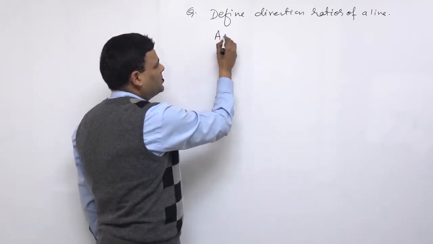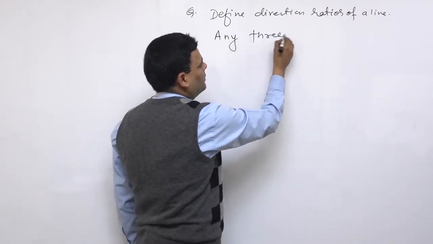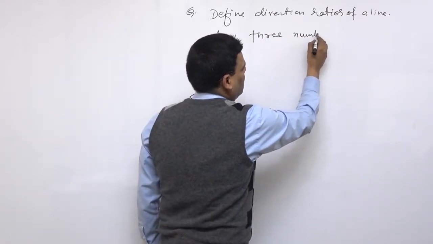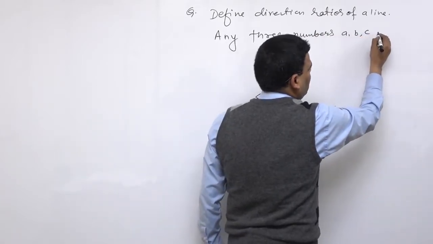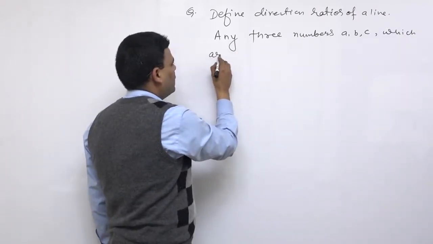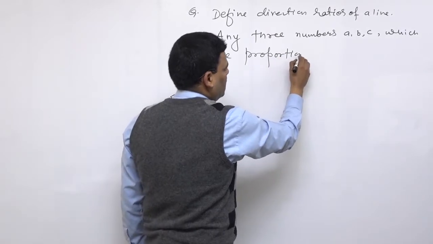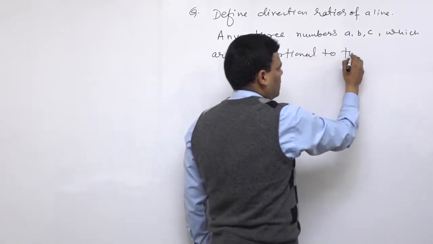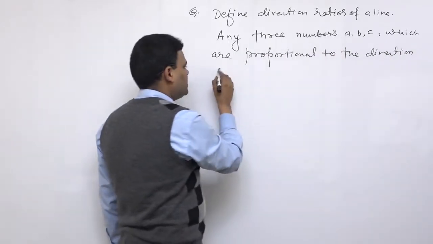Any 3 numbers, definition, any 3 numbers A, B, C which are proportional to the direction cosines of a line.